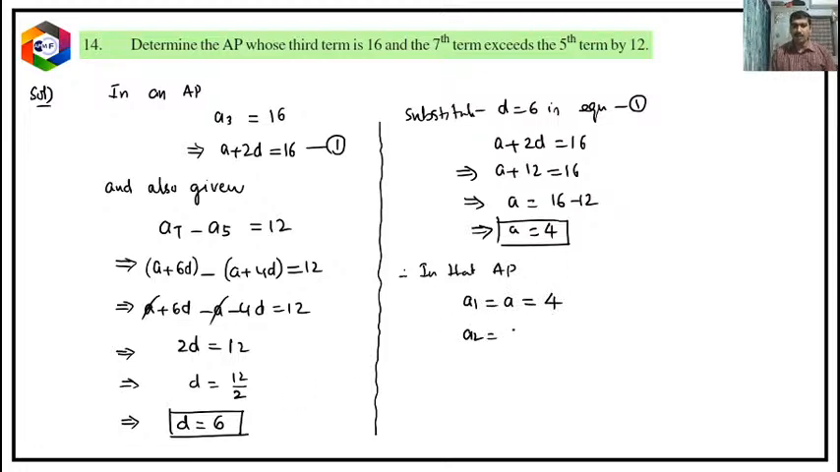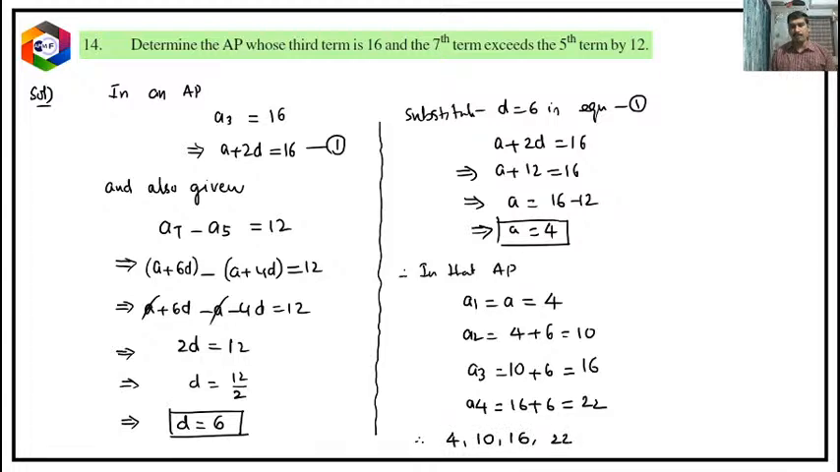That means 4 plus 6, which is equal to 10. And a3 you will get by adding d again to a2, or a plus 2d, anything you can. So 10 plus 6 is equal to 16, and a4 will be 16 plus 6, which is equal to 22. Therefore it's enough. Now you can write the AP as 4, 10, 16, 22 and so on. This is the required arithmetic progression.